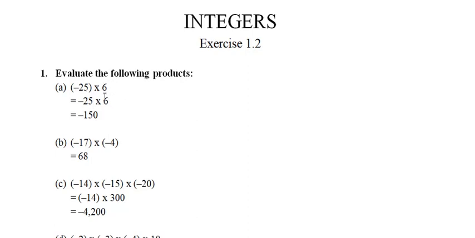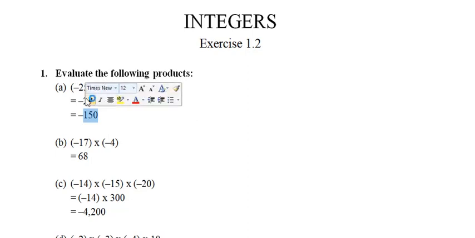So 25 into 6 will be 150. You have already learned how to multiply in previous classes, Class 5, 6. But multiplying integers is a little bit different, because you have to consider the magnitude, or the size also. I mean, the positive or the negative sign of the numbers. So 25 into 6 will be how much?